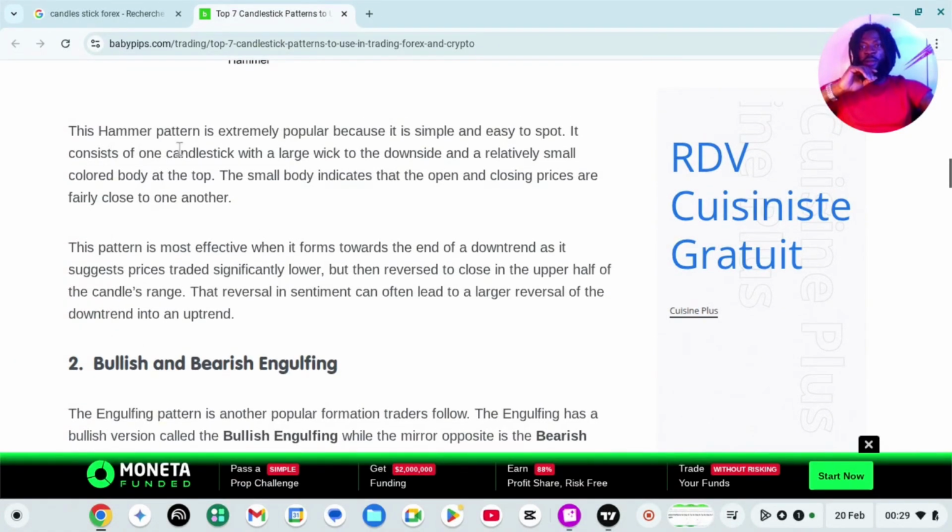This hammer pattern is extremely popular because it is simple and easy to spot. It consists of one candlestick with a large wick to the downside and a relatively small colored body at the top. The small body indicates that the open and closing prices are fairly close to one another.